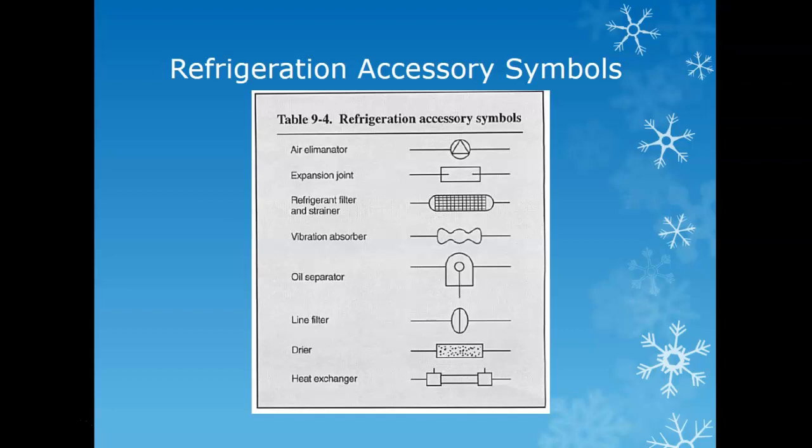Okay. So these particular ones are a little more specialized for ACR. You've got an air eliminator, you've got expansion joints, you've got your refrigerant filter and strainer. Again, anytime you have any type of hydraulic or pneumatic set, what should you have in there is always the filter, right? I don't care what you're doing or what you have, what kind of system you have.